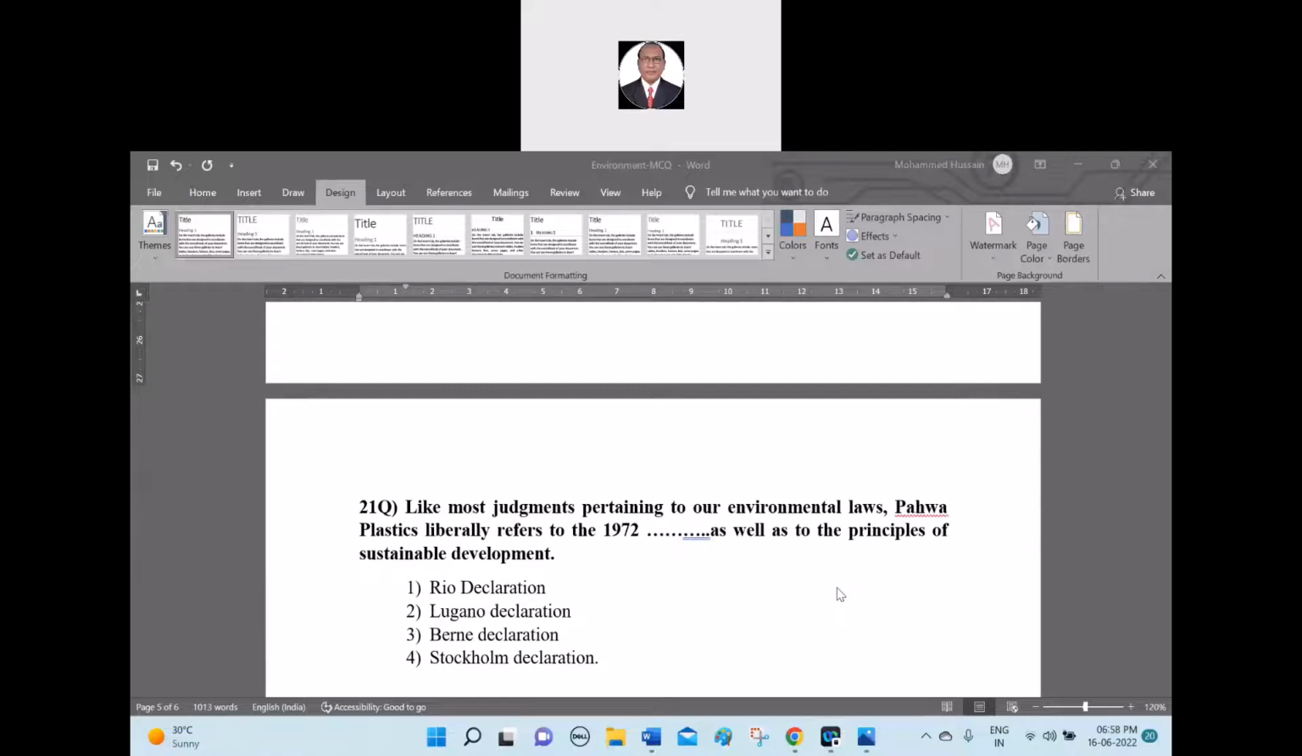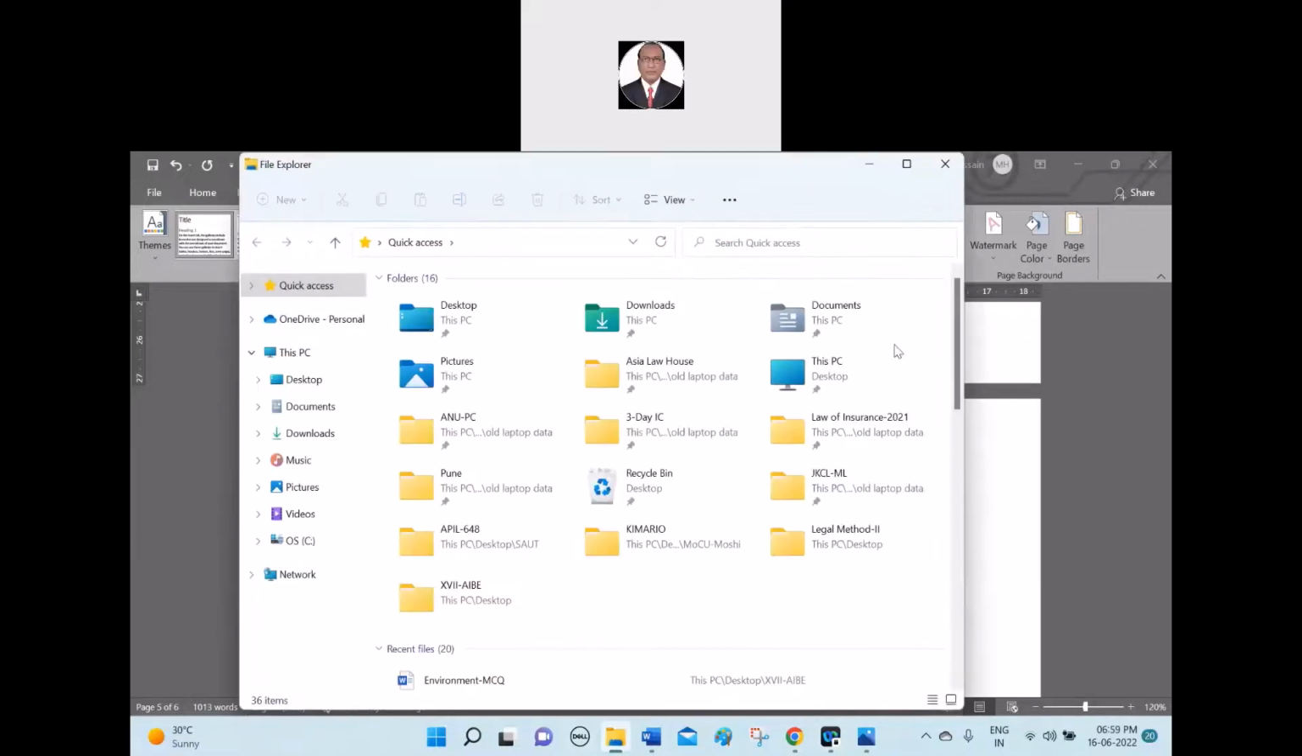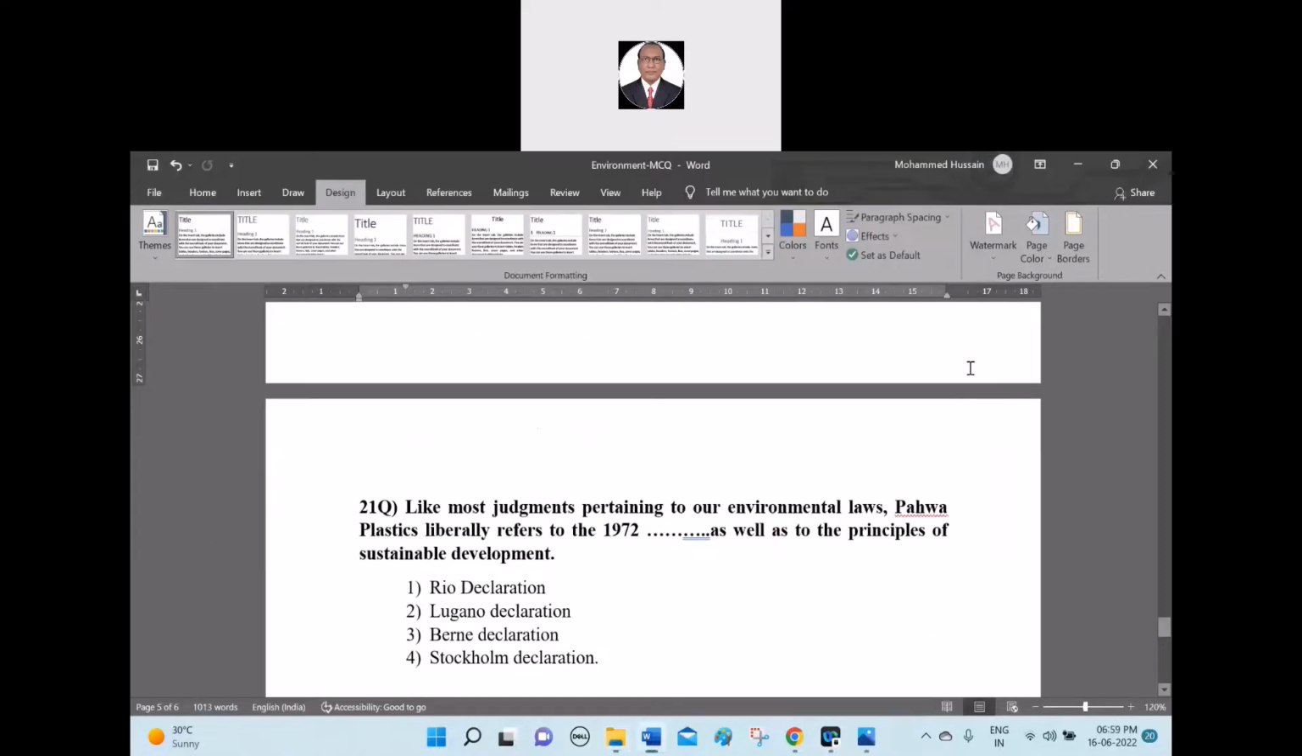Stockholm Declaration, sir. I am not speaking about the 21st question. The 21st question is over. I am speaking about the mother of all laws. Which act is said to be the mother of all laws? That I am explaining, not this 24th question. Because you did not hear it and you saw only the screen. Sir, 20 years, Stockholm Declaration, you said.